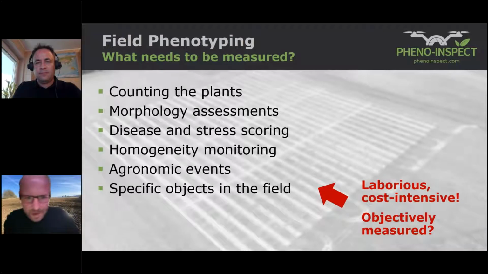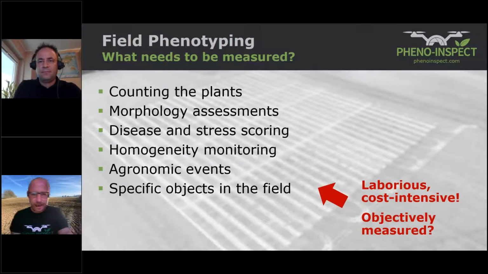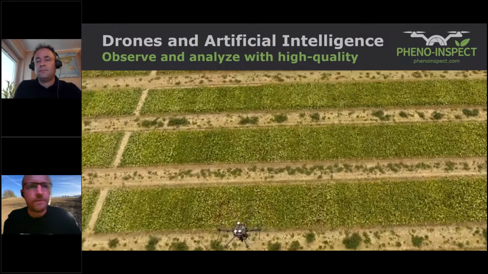And you have to send many people into the field in order to measure the entire field more times a season at different locations. So there is the question of objectivity. If more people measure the same thing, person A says it's a 4, person B says it's a 3, you get a blurry result in the end, which raises the question: can we do better here? And this is exactly where PhenoInspect kicks in.